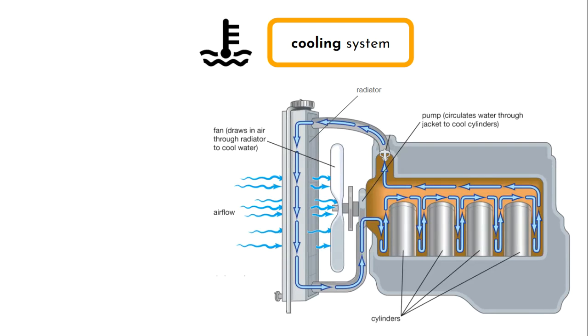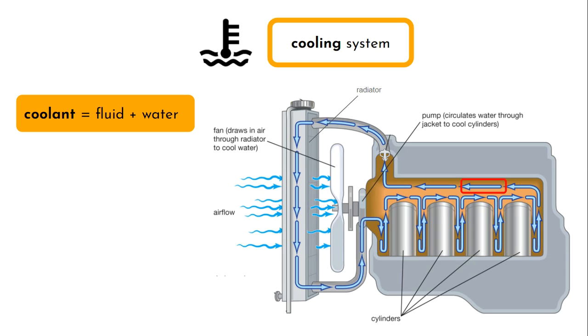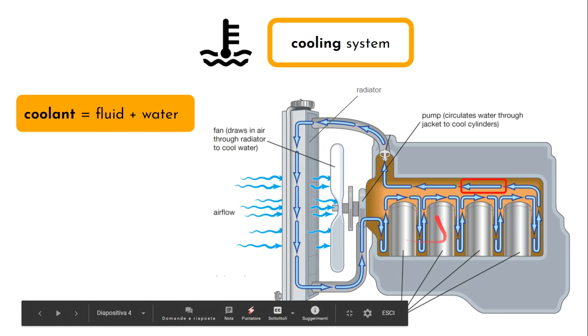So, let's go on. Talking about the cooling system, a proposito di sistema di raffreddamento, here it is. So, as you can see, in a cooling system, we need the coolant. Abbiamo bisogno del liquido refrigerante. And the coolant is made of a cold fluid, è fatto da un fluido freddo, and water together. Here it is. You can see it in the blue arrows traveling around the engine, okay?